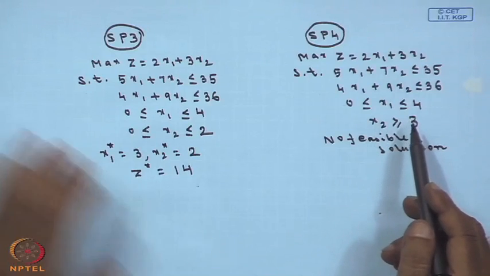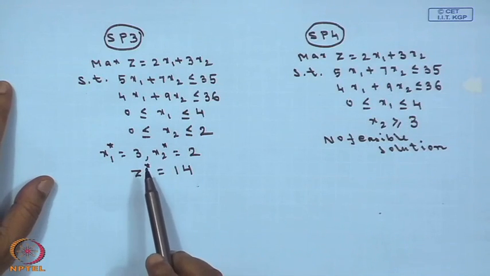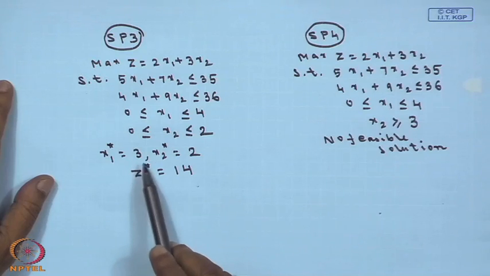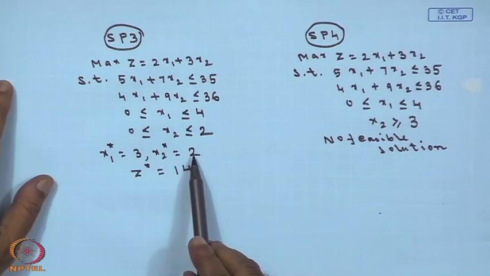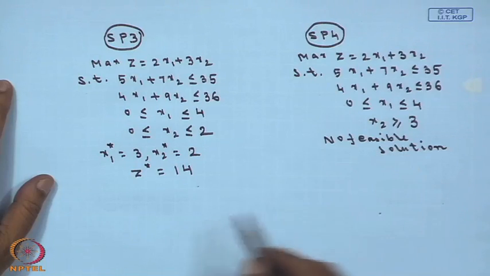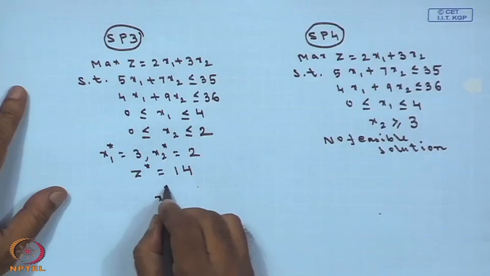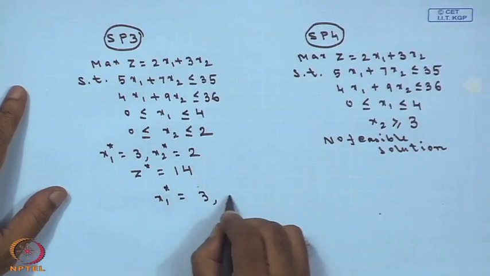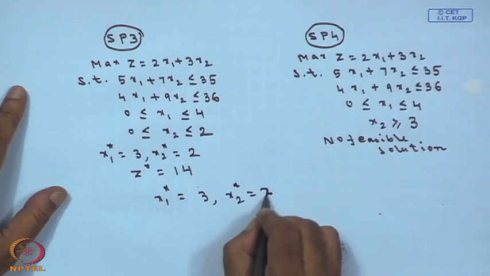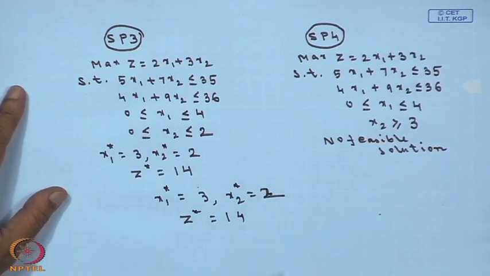So, what you are finding now, you see here, you broke subproblem 2 into two subproblems SP 3 and SP 4. Now, for SP 3 you are getting integer solutions, whereas for SP 4 you have no feasible solution. Therefore, ultimately the solution of the problem is x 1 star equals 3, x 2 star equals 2 and z star equals 14.